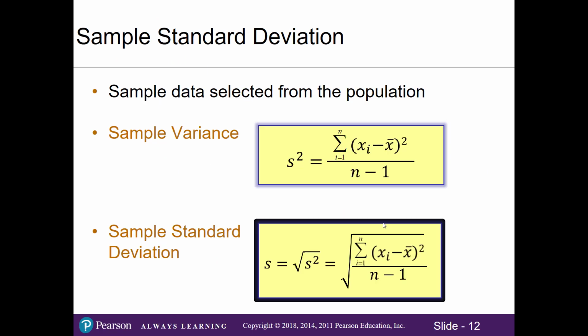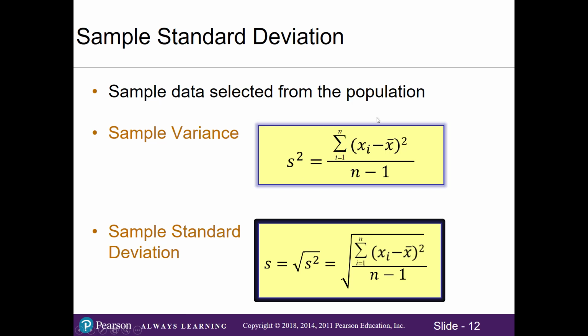Now, if you were asked to compute a sample standard deviation, again, this is sample data that is pulled from the population. We have these formulas here. Whereas our variance and standard deviation had our Greek symbol of sigma, here we're going to use the lowercase s to let you know that we're doing sample variance and sample standard deviation.